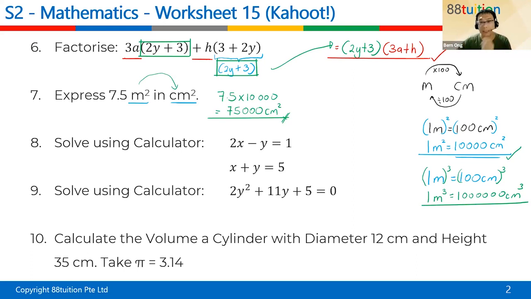Solve using the calculator. What do you do? Those who are using the Casio, I teach this in my weekly tutorial class. Your calculator is your best friend. Learn to use it. If you're using a Casio FX97 SGX, press with me. Press the menu, the one beside the on button. Press number 5. Number 5 stands for equation. This is called a simultaneous equation. Press number 1, simultaneous equation.